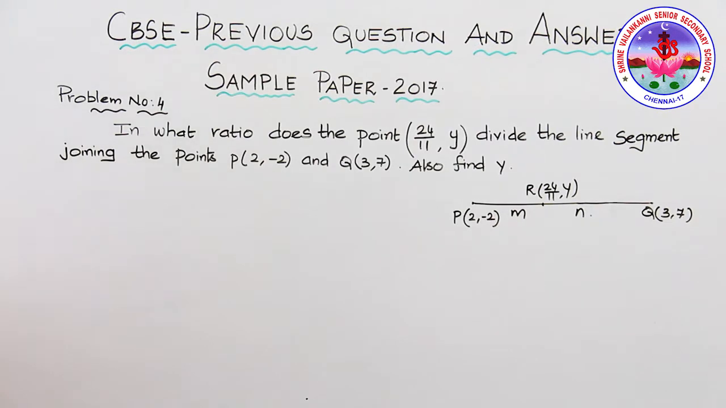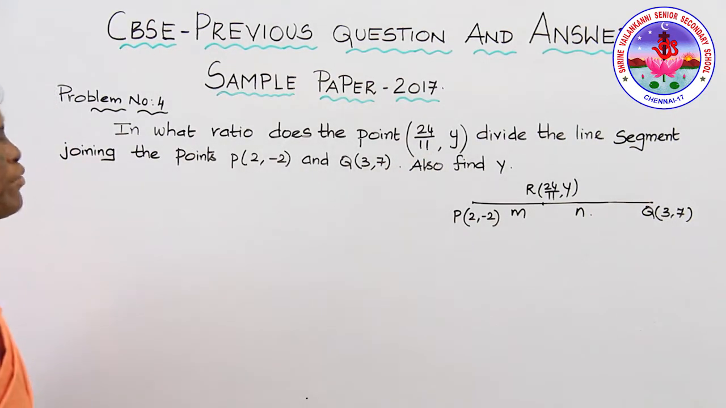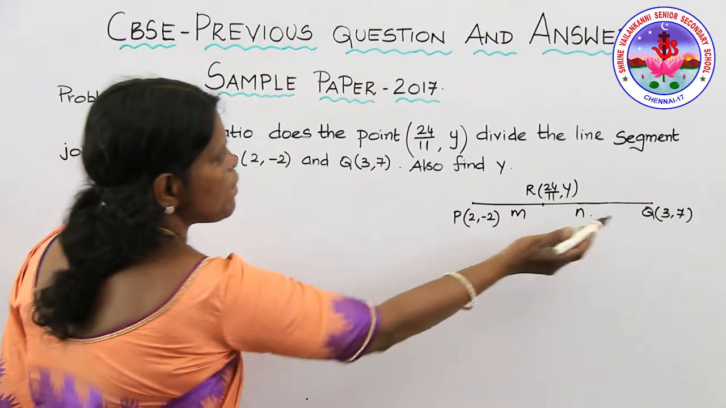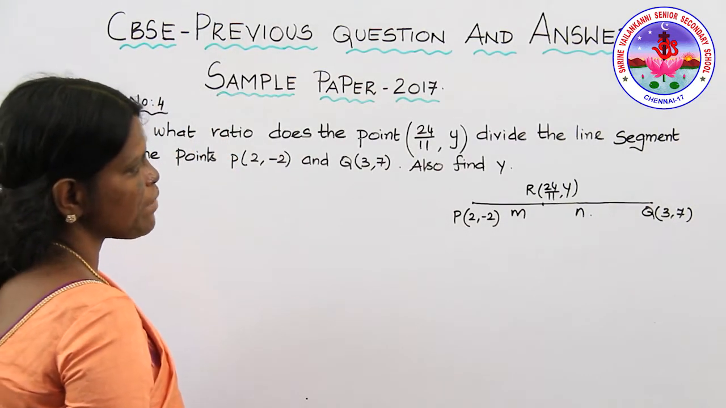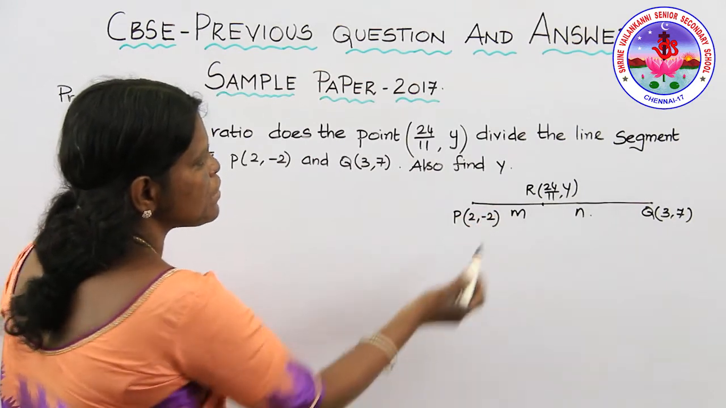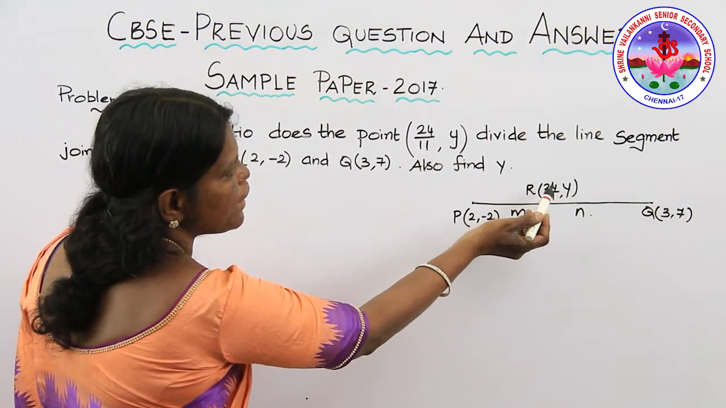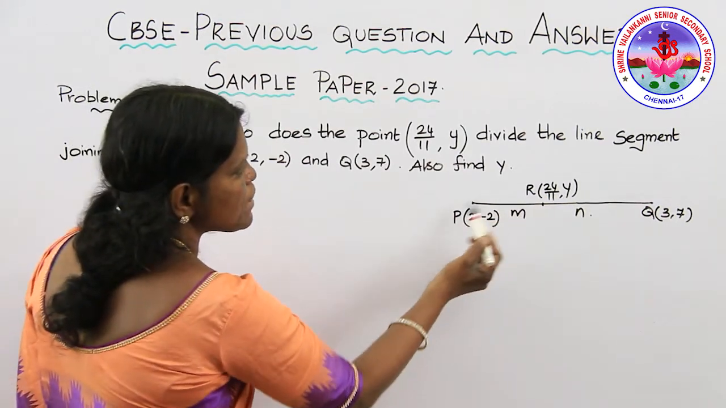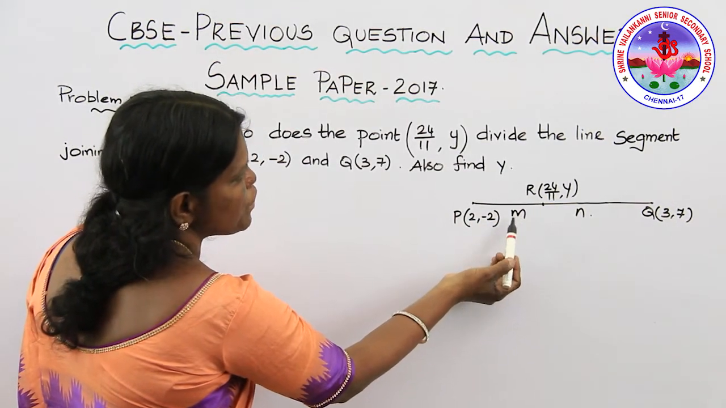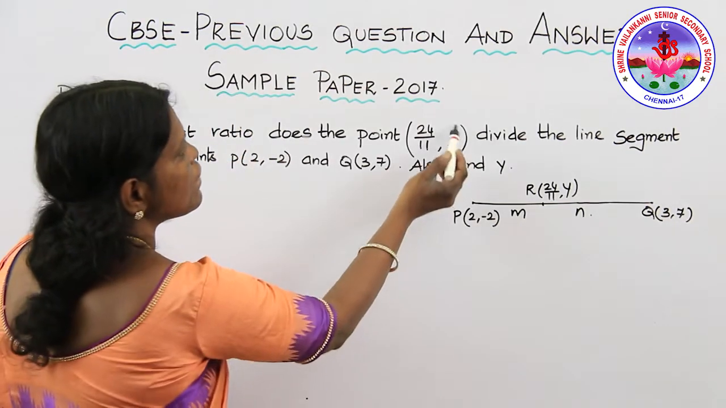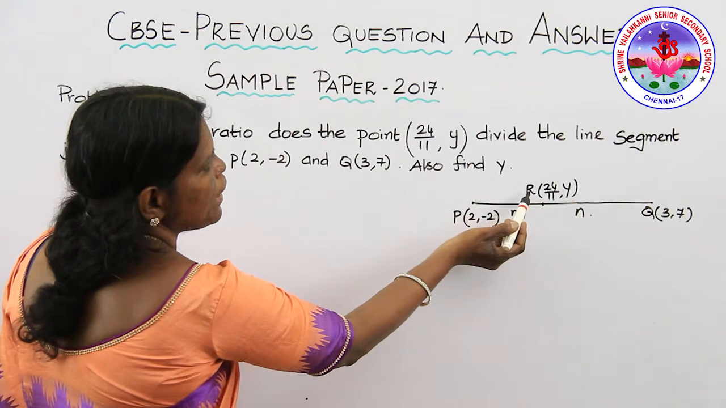Fourth problem: in what ratio does the point 24 by 11 comma y divide the line segment joining the points P and Q whose coordinates are 2 comma minus 2 and 3 comma 7? Find the value of y. So I have drawn a line segment PQ where I have plotted the points 2 comma minus 2 and 3 comma 7. I am naming this point as R. This R point, he has given the x and y coordinate as 24 by 11 comma y. It divides the line segment in the ratio, I am taking the ratio as m is to n. I need to find the value of y, that is the y coordinate of R.